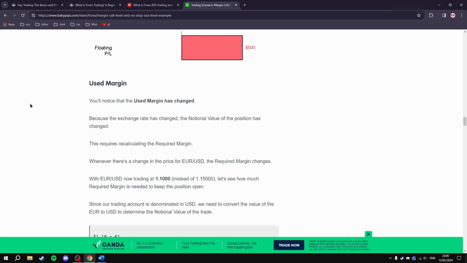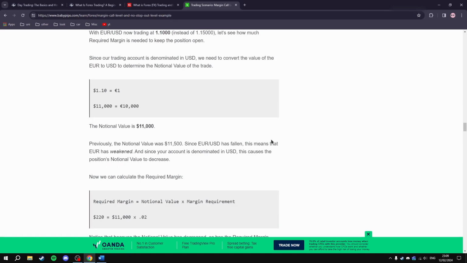With EUR/USD now trading at 1.1 instead of 1.15, let's see how much required margin is needed to keep the position open. Since our trading account is denominated in USD, we need to convert the value of the euro to USD to determine the notional value of the trade. 1.1 dollars equals 1 euro, so $11,000 is equal to 10,000 euros. The notional value is $11,000.